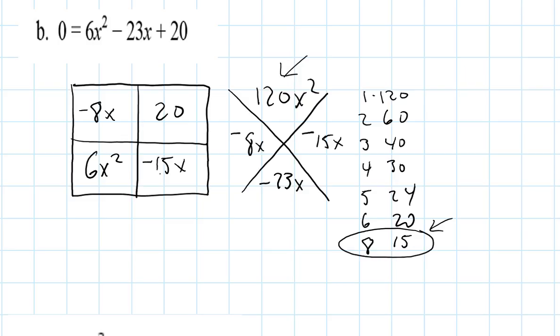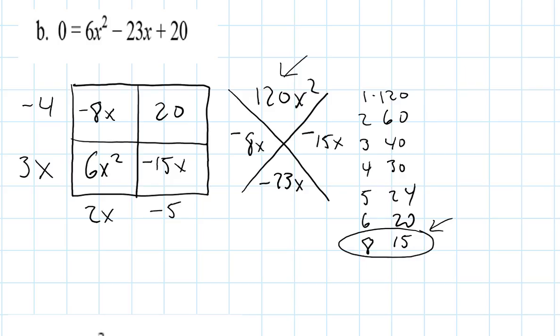What does 6 and 15 have in common? 3. X squared and x, so x in common. So 3x times what gives me 6x squared? 2x. 2x times what gives me negative 8? Negative 4. And then negative 4 times what gives me 20? And so that would be negative 5.